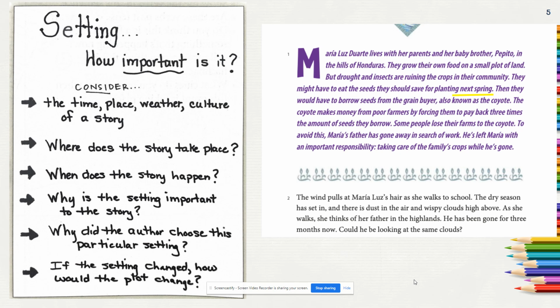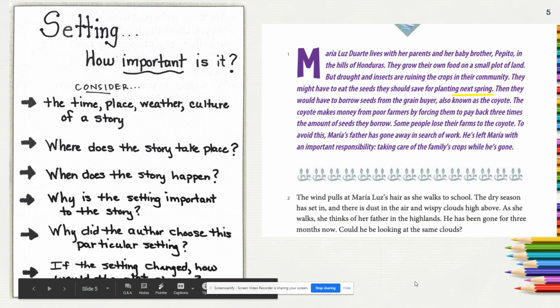You always have to consider the time, the place, the weather, and the culture of a story when considering the setting. When we read The Good Garden, we must consider the setting. How important is it? What was the time, place, weather, and culture of the story? Okay, where does this story take place? Well, if you look, it takes place in the hills of Honduras.